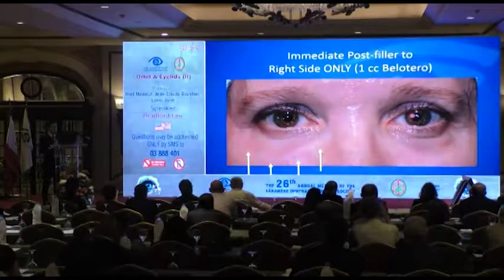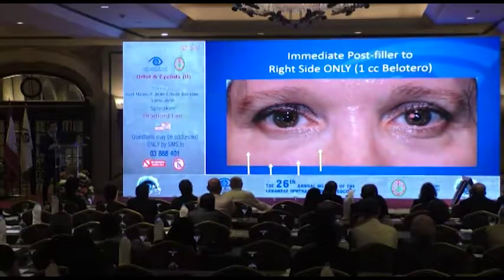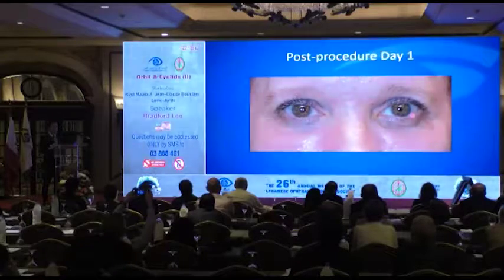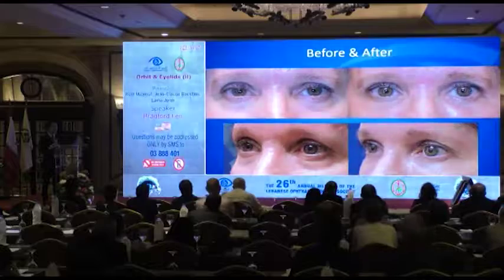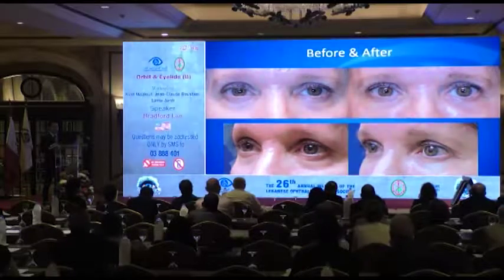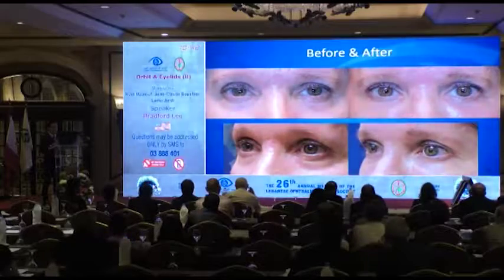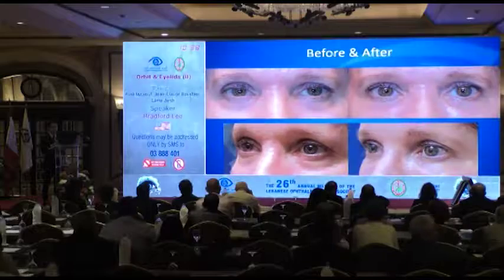So this is that patient immediately post-fill of the right side only with 1 cc of Belotero. And this is post-procedure day 1. And this is before and after at about 1 week. And you can see there's just a softening of the double concavity that we talked about previously, recreation of that shorter appearance of the lower lid.